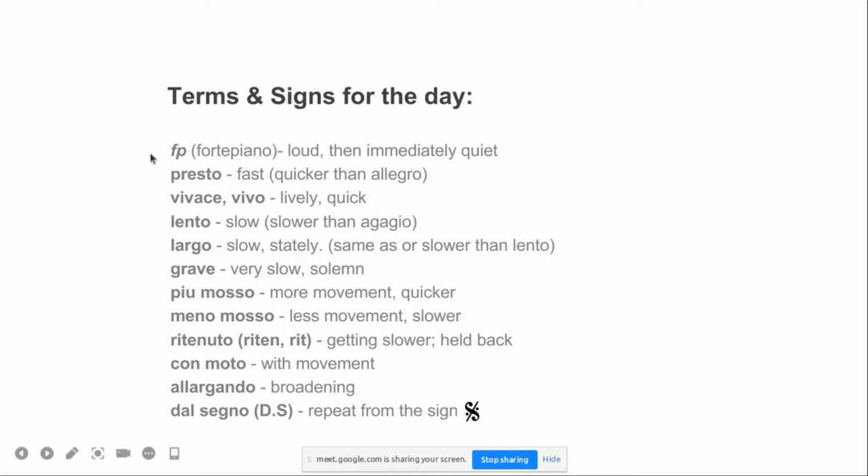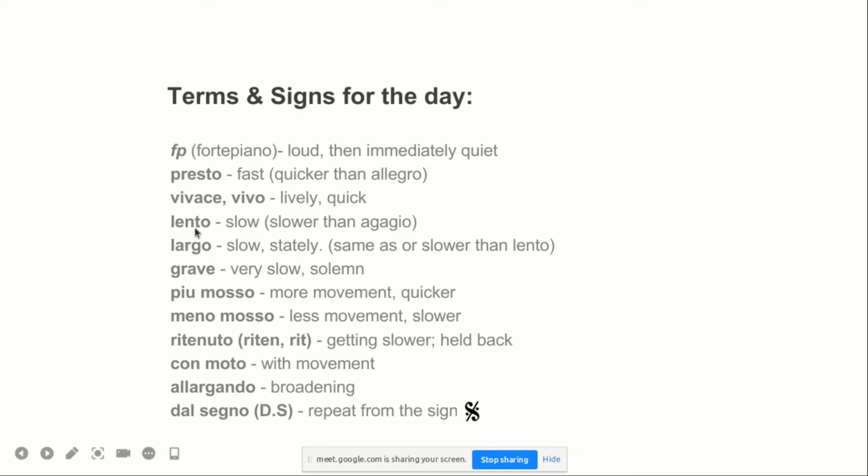And then we have presto. Presto means fast, and this fast is quicker than allegro. Remember, allegro, we said it means quick. So presto is fast, quicker than allegro. We have vivace or vivo, which means lively or quick. Lively or quick, but mostly it's lively.